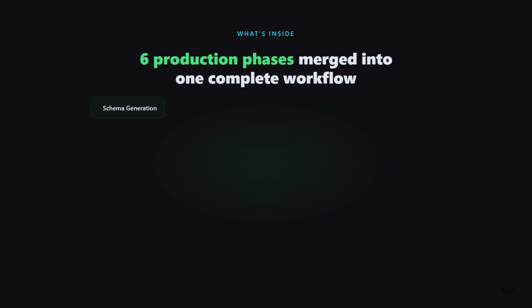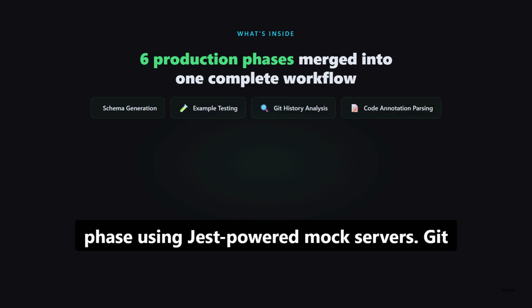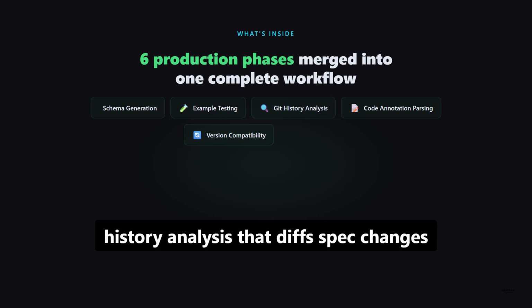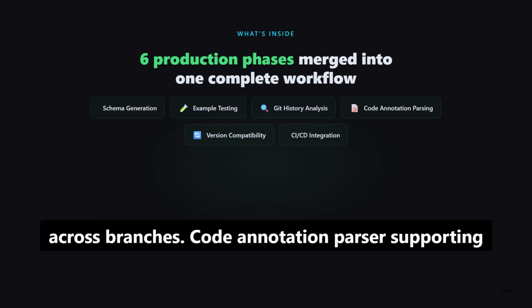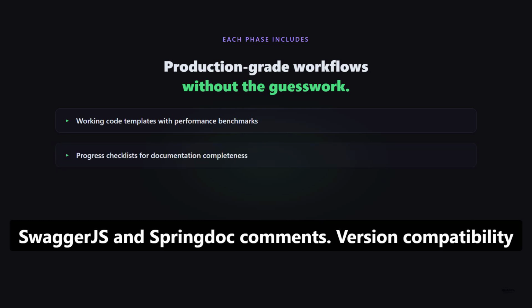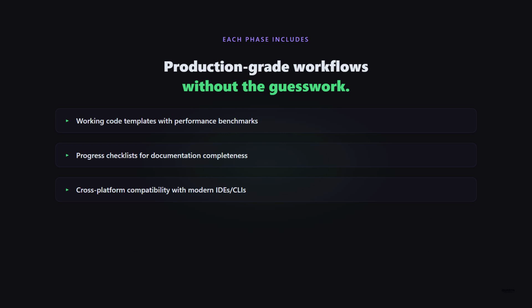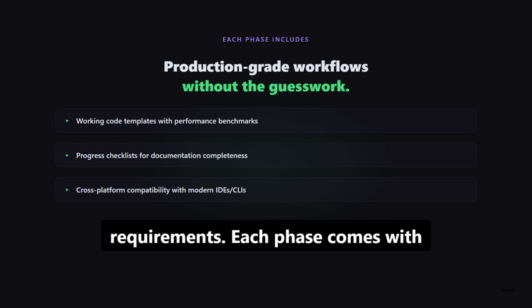OpenAPI schema generation with TypeScript interface inference. Example testing phase using Jest-powered mock servers. Git history analysis that diffs spec changes across branches. Code annotation parser supporting Swagger.js and SpringDoc comments. Version compatibility matrix for OpenAPI 3.0 versus 3.1 requirements.